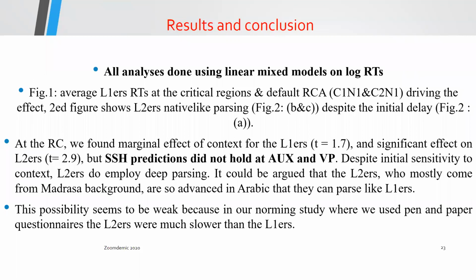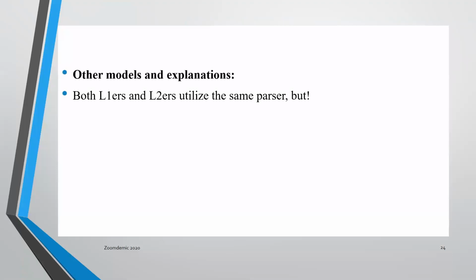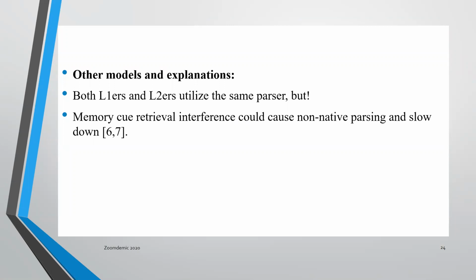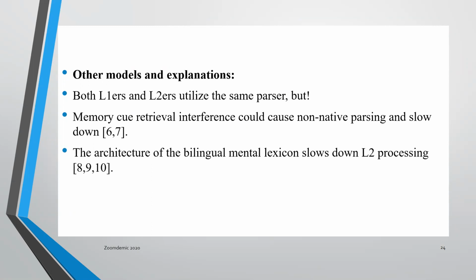And other models actually predict this, that L1ers and L2ers are using the same parser, but the memory queue retrieval could lead to interference that could cause non-native parsing or slowing down of parsing. It could also be that the architecture of the bilingual mental lexicon is slowing down the L2 processing because in general they are reading slower.